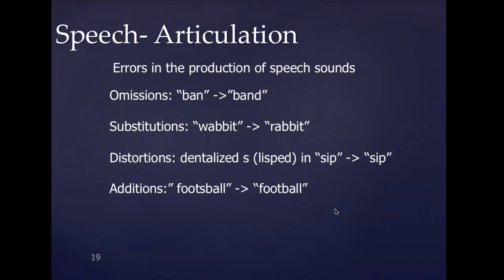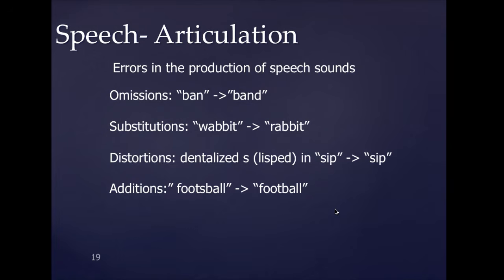So substitutions are really, really common. You see wabbit can be said instead of rabbit. So what's happening is that the kiddo doesn't yet understand where to put the different articulators in order to make that R sound. So your articulators include your lips, your tongue, your palate, your vocal folds, your jaw, your teeth, all the different areas that are touched or moved in order to make a sound.